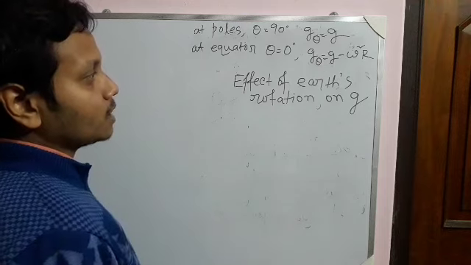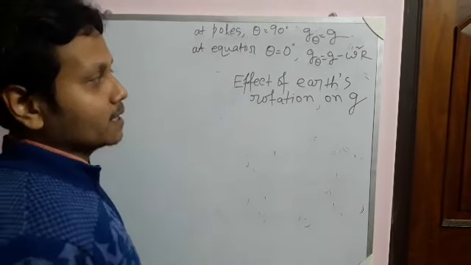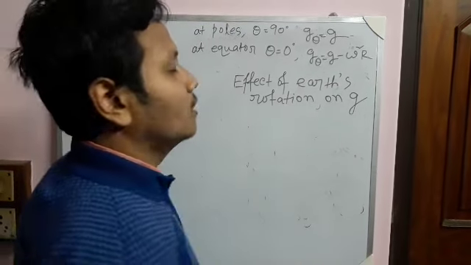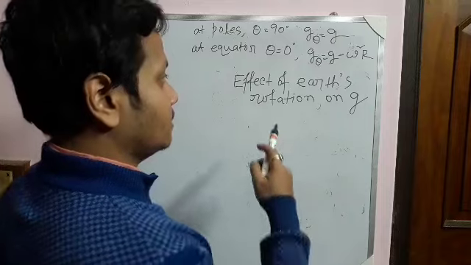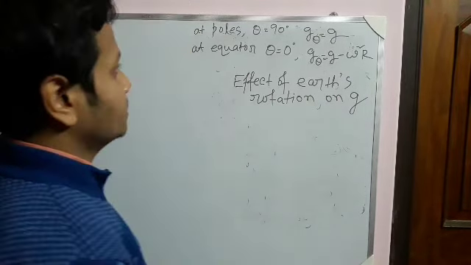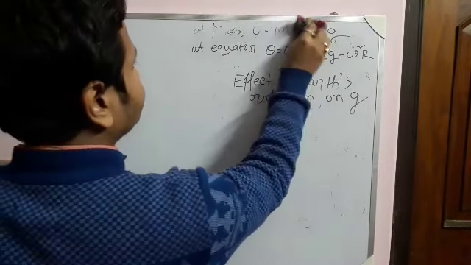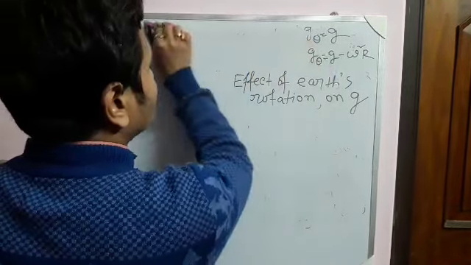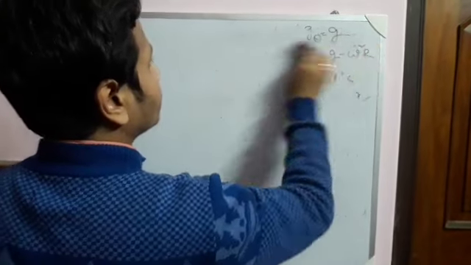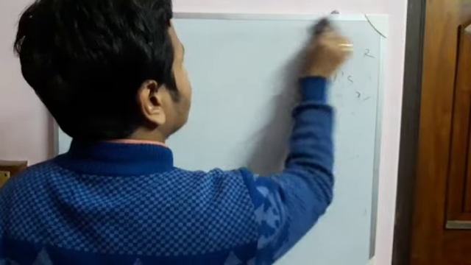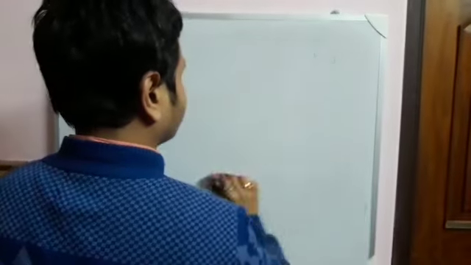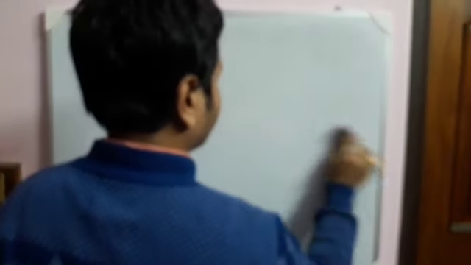So this is the variation of g with different factors, that is altitude, depth, or the effect of Earth's rotation. These are the factors that can affect g. Now we will do a few problems based on central force and planetary motion. A few important problems we have to do in today's lecture. So let's proceed.